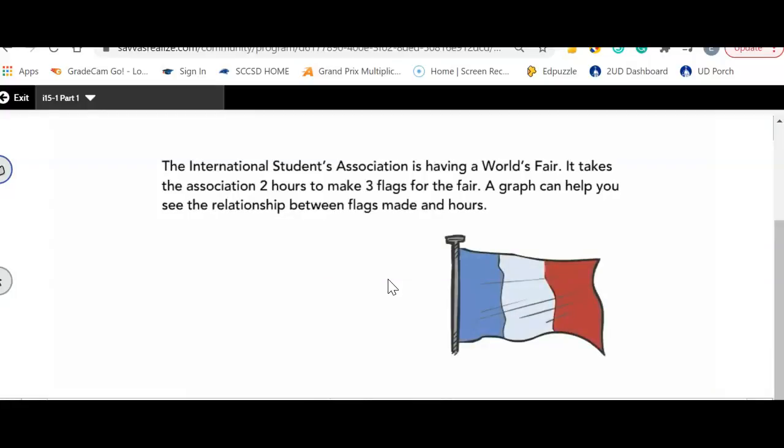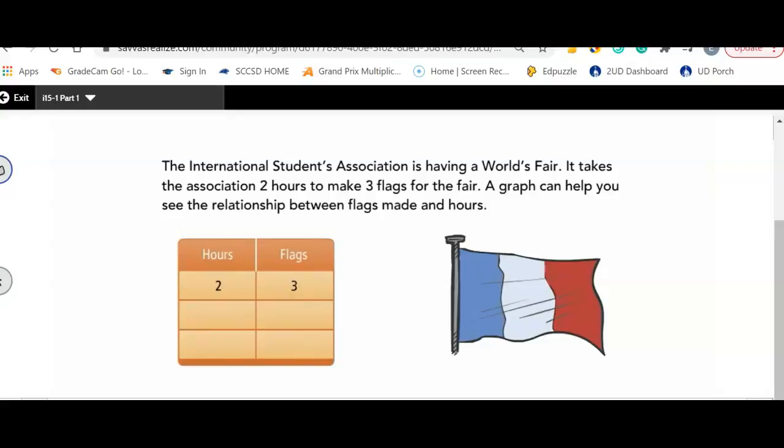The International Students Association is having a World's Fair. It takes the association 2 hours to make 3 flags for the fair. A graph can help you see the relationship between flags made and hours.